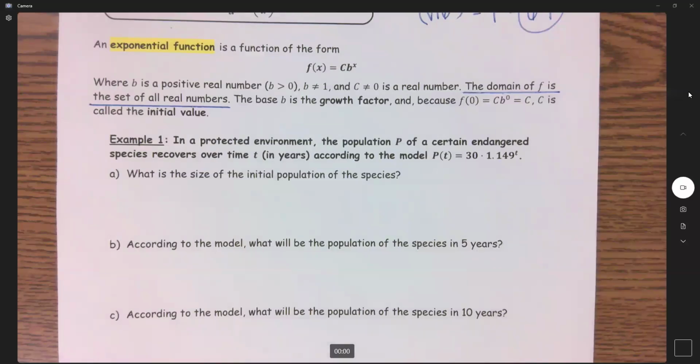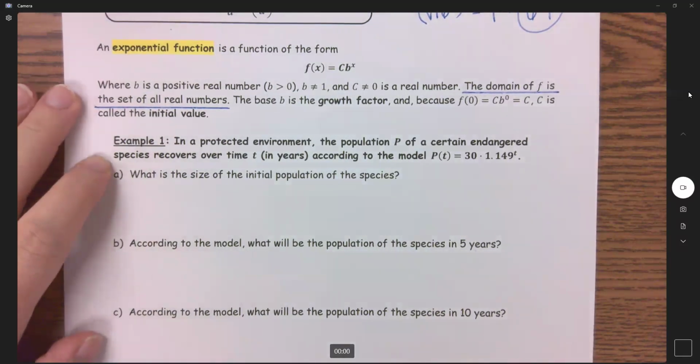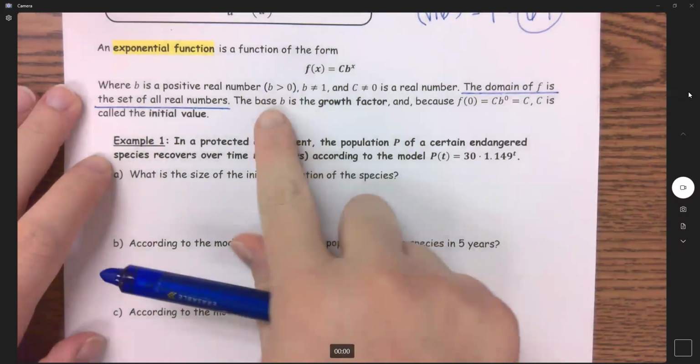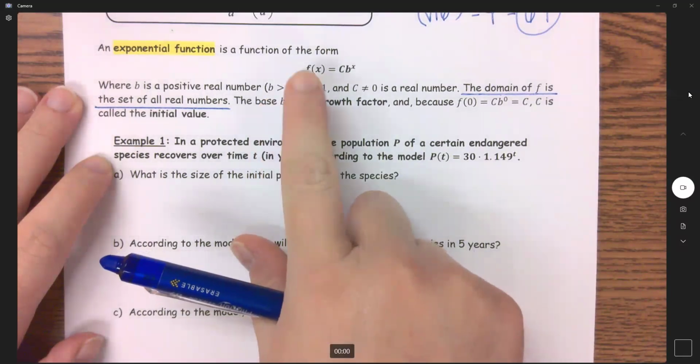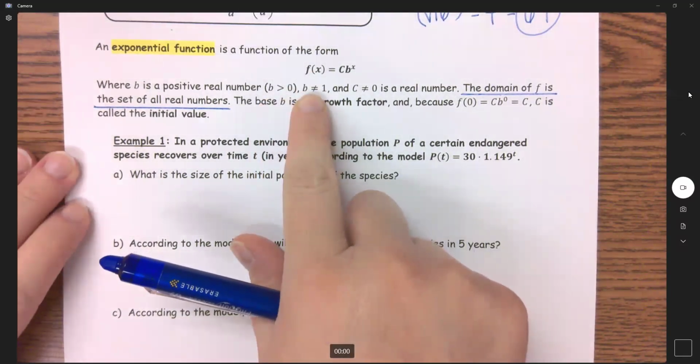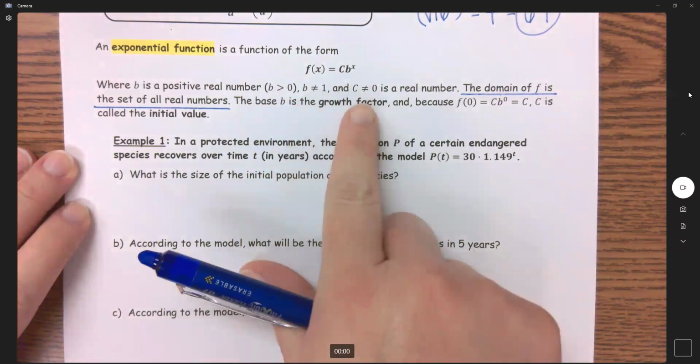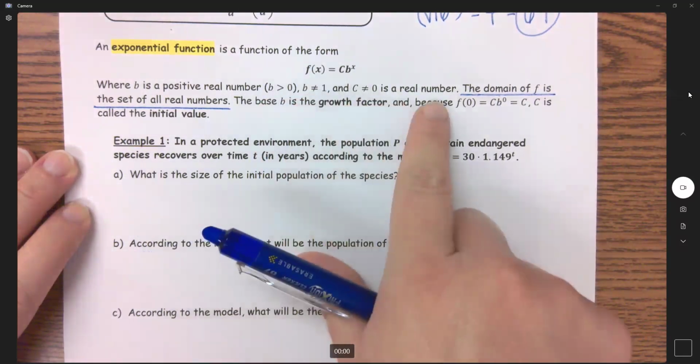So since we're going to be working with exponential functions and eventually graphing them, let's define what an exponential function is. It says an exponential function is the function in the form of f of x equals c times b to the x power, where b is a positive real number. B must be greater than 0 but not equal to 1, and I'll show you why it can't equal 1 in a future video. And c cannot equal 0 but is a real number.